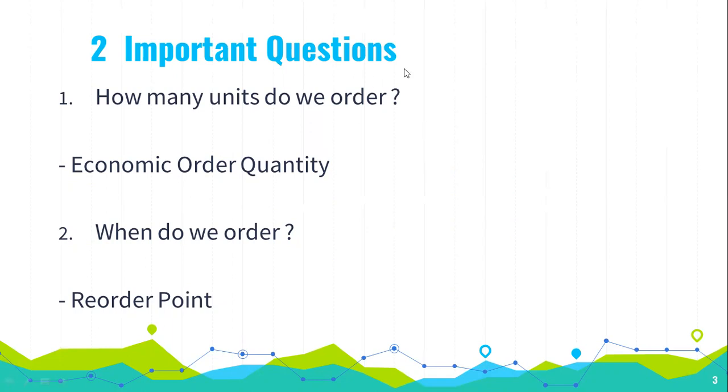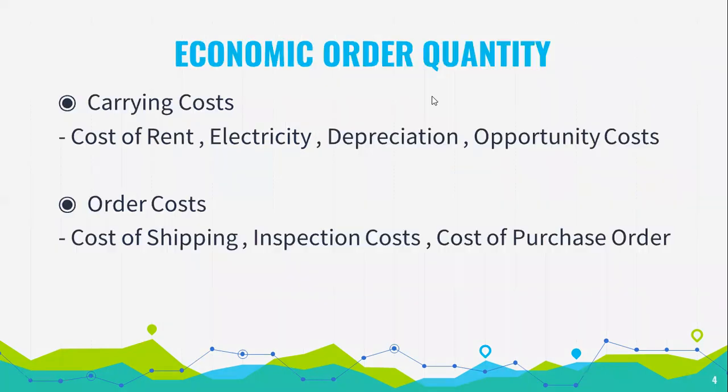So let's go first to economic order quantity. Before discussing EOQ, we need to know first the two kinds of cost specifically related to inventory. First, we have carrying cost. Carrying costs are the costs that are incurred by storing inventory. Examples of carrying cost are the cost of rent of your warehouses, the cost of electricity, the cost of depreciation of warehouses and other special equipment, and finally opportunity cost.